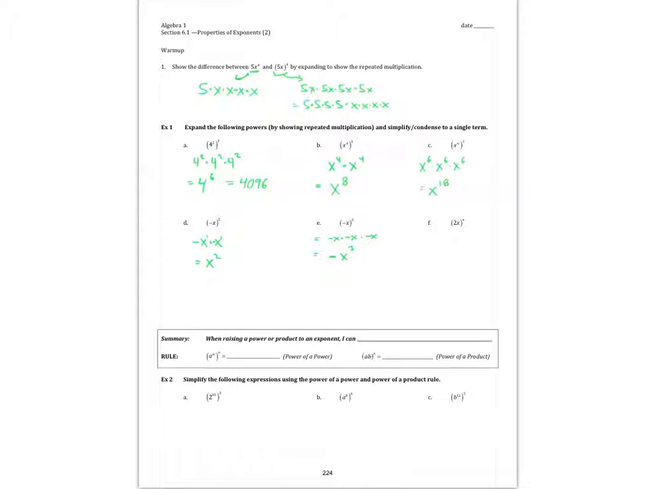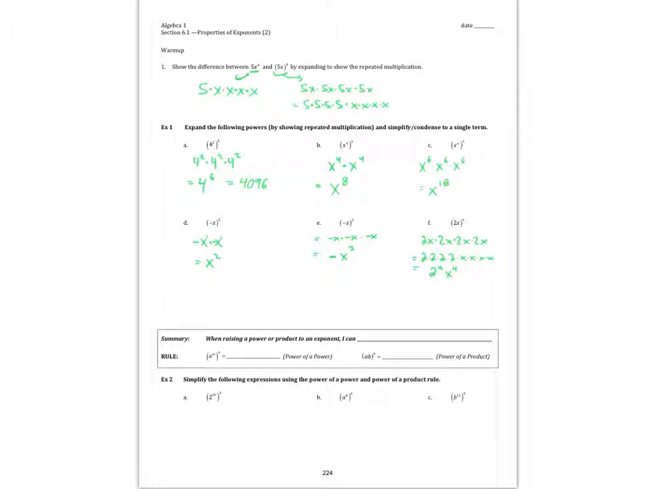All right, and then finally in F, 2x to the 4th. So that would be 2x times 2x times 2x times 2x. And if we look at that, it's 2 times 2 times 2 times 2 times x times x times x times x. Right? Another way to write this would be 2 to the 4th, x to the 4th. Interesting.